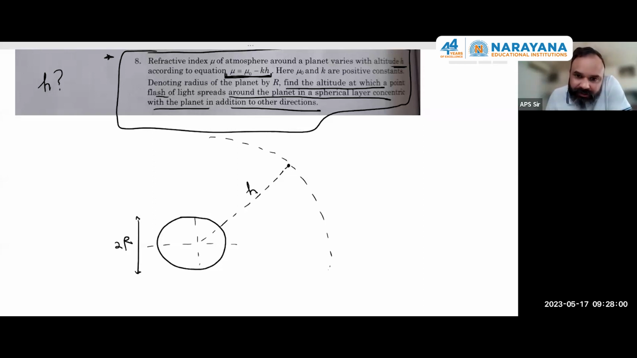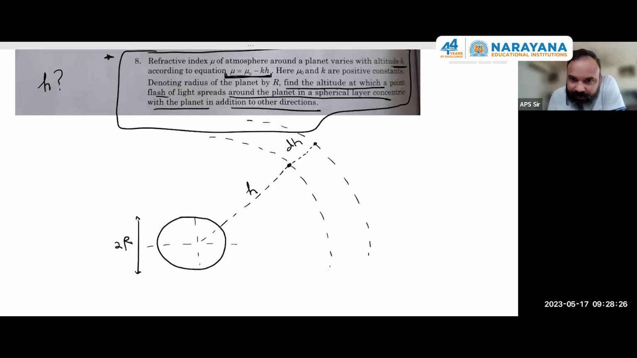To begin with, I think that if I'm sitting at H and I move a differential distance dh outwards, so I reach this point. So this distance is H, this is dh. I know that the refractive index here and here is not the same. And I want my beam to move in a circular path.